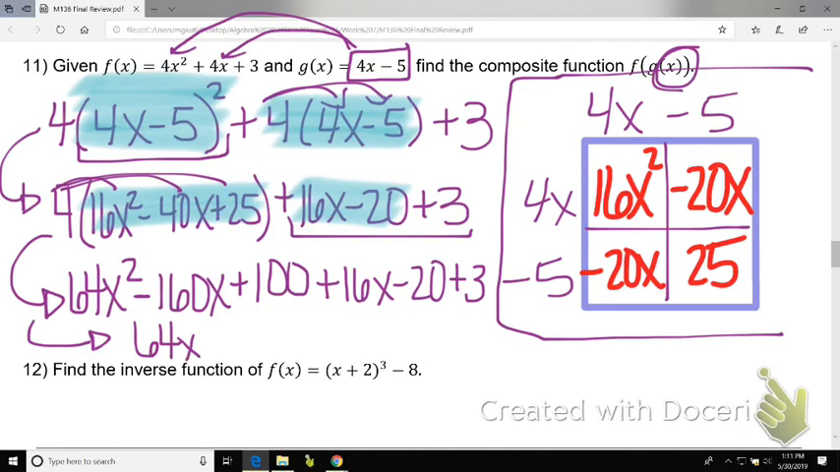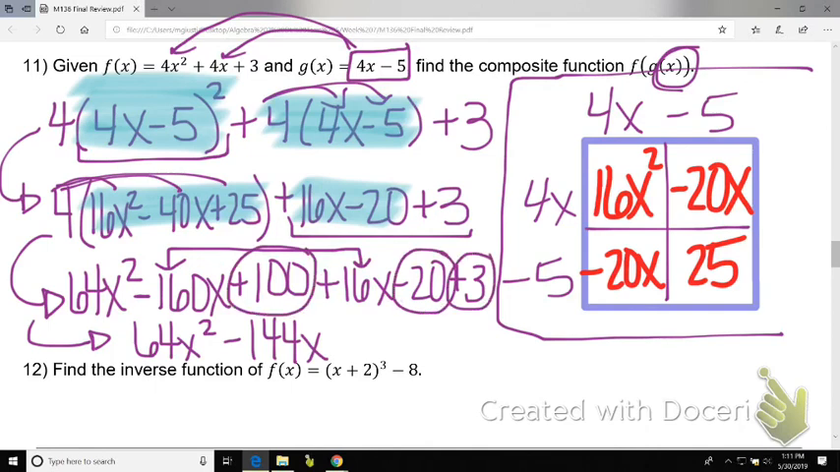So the 64x squared is by itself. But when you combine your two x terms, these two, what do you get? Negative how much? 144x. And then you've got three constants to put together. You've got 100, a negative 20, and a positive 3. 83. And finally, that is as far as we need to go.